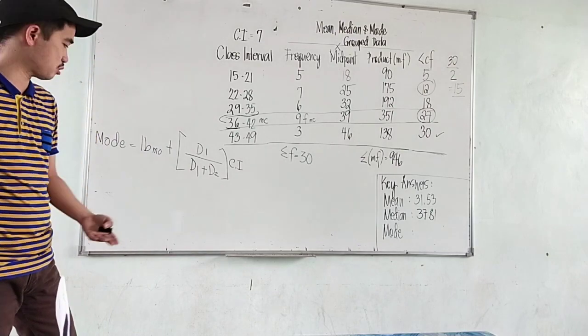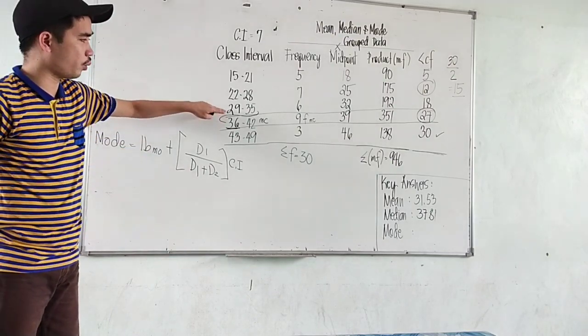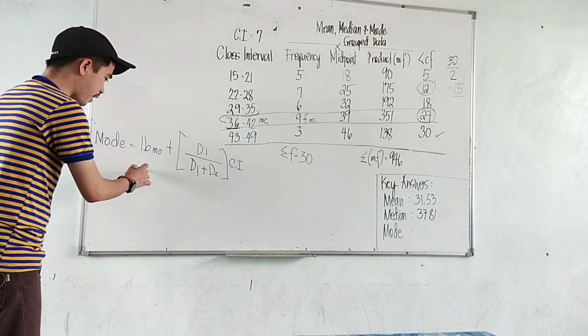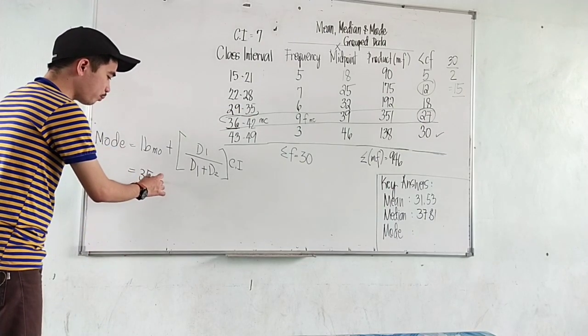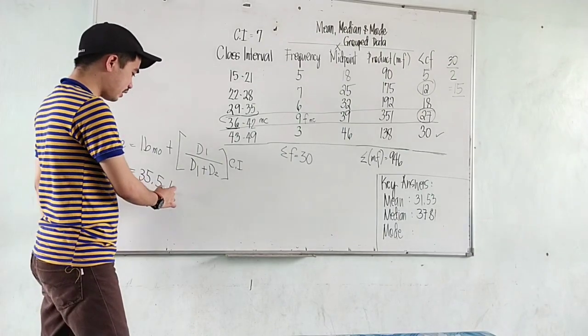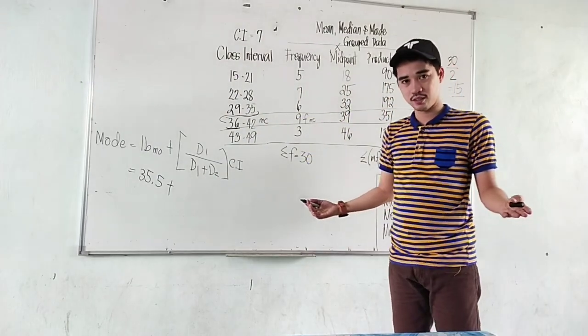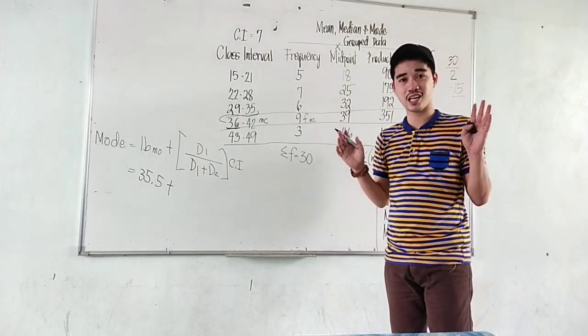So medyo mas madali po siya. So here, same lang po yung kanina. Ilan po ang ating lower boundary? So we have 35.5. So same naman po yun sa median. Yun na rin po ang ating modal class. Plus ang ating distance 1. So ganito po mag-compute ng distance. Subtract natin yung dalawa.